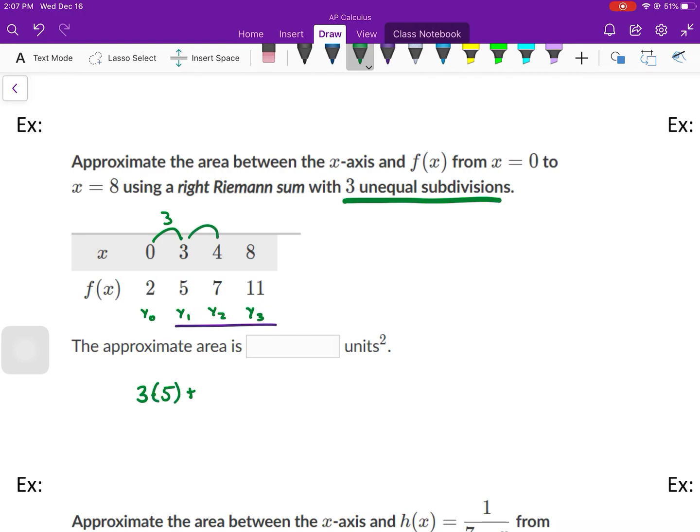the next width of the rectangle is 1. Notice these widths are all changing. When we get to the algebraic ones, the width always stays the same, so it's kind of nice, but we have to plug it in, so it's a little more difficult.